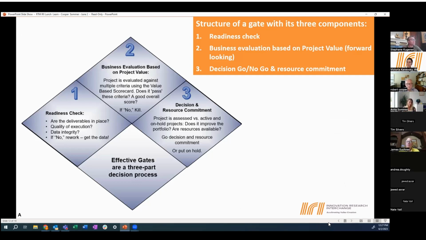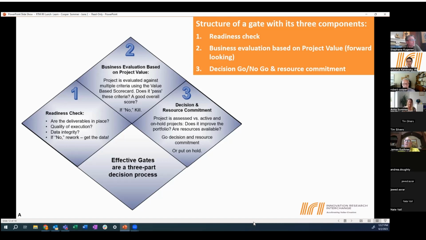When we go into the gate meetings, there's also a point in the articles that we want to make, which is how to apply the value-based scorecard in the meeting. And there are 3 simple steps that you want to take before you actually go and start using the value-based scorecard.